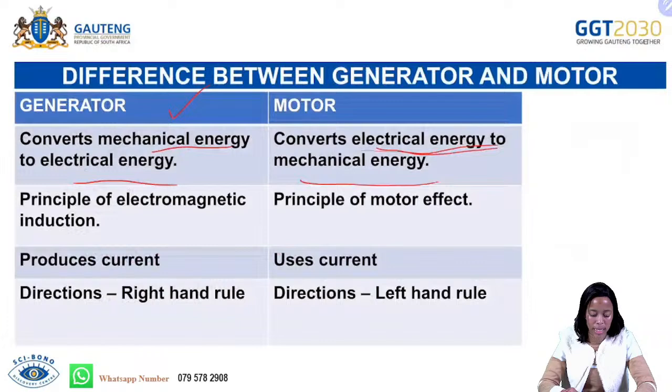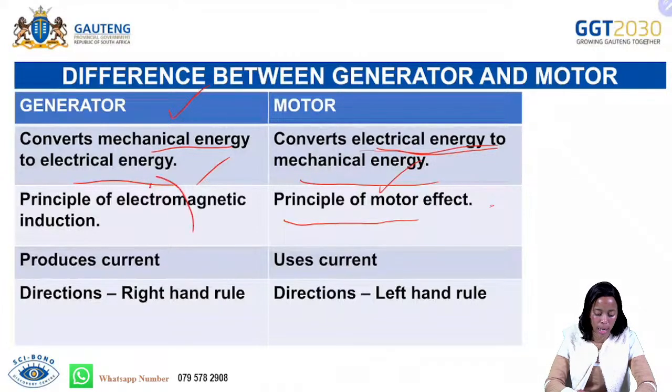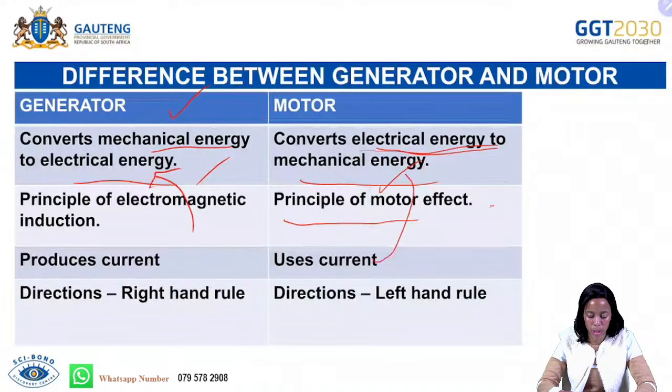And then with generators, it uses the principle of electromagnetic induction. But for motors, we are going to be using what? The motor effect. And for generators, what are we doing? We are producing current, because we are converting mechanical energy to electrical energy. But with the motor, because we are converting electrical energy to mechanical energy, we are using the current. Now for the generators, we use the right-hand rule. And for the motors, we use the left-hand rule.